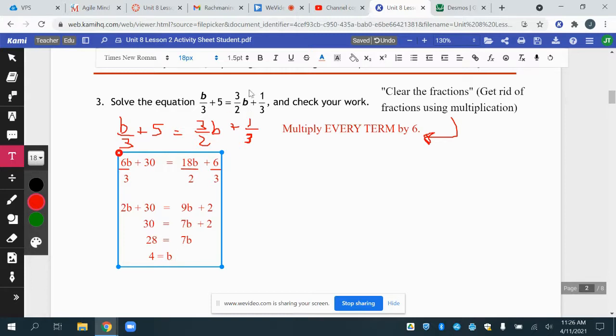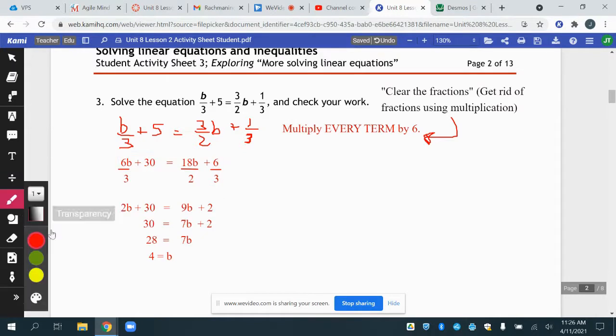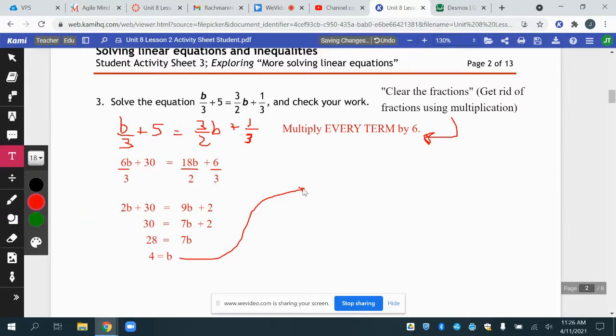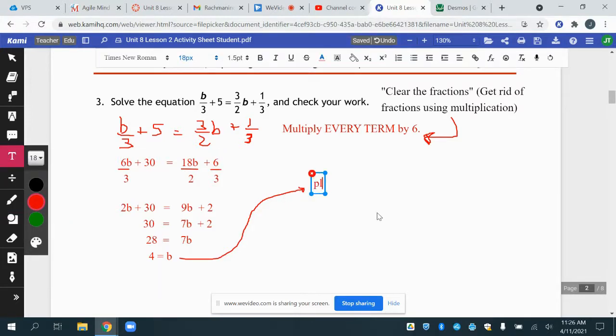Let's see what happens when I plug a 4 in here. Plug in to check.